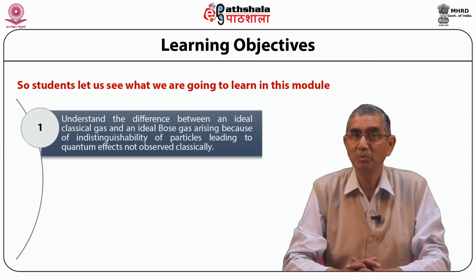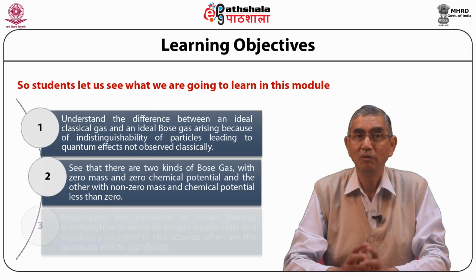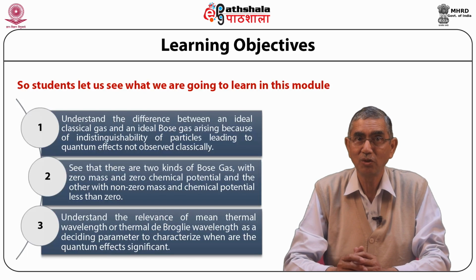Understand the difference between an ideal classical gas and an ideal Bose gas arising because of indistinguishability of particles, leading to quantum effects not observed classically. See that there are two kinds of Bose gases, one with zero mass and zero chemical potential, and the other with non-zero mass and chemical potential less than zero. We will understand that the mean thermal wavelength, or thermal de Broglie wavelength, is a deciding parameter to characterize when quantum effects are significant.